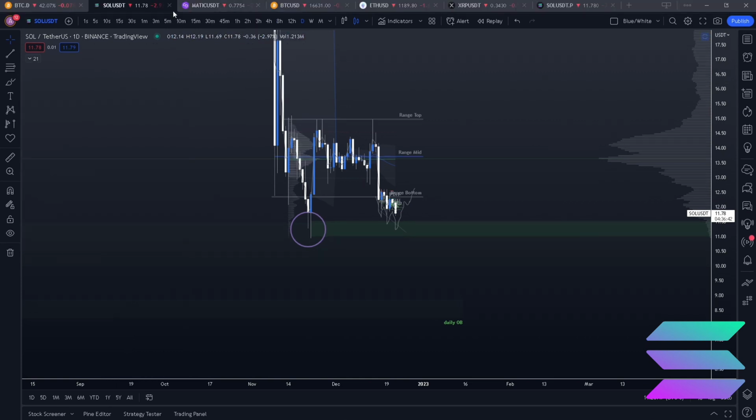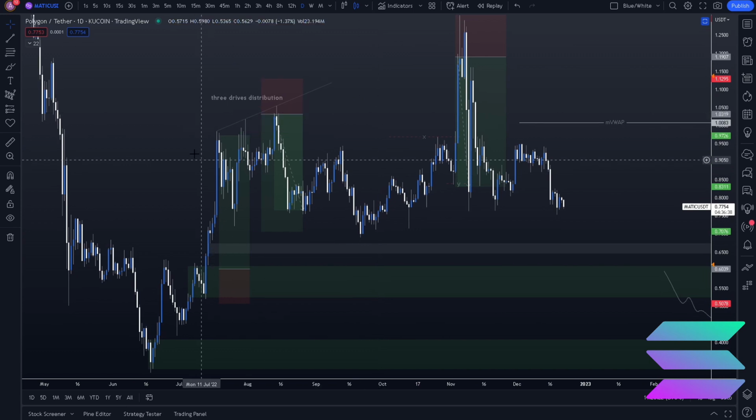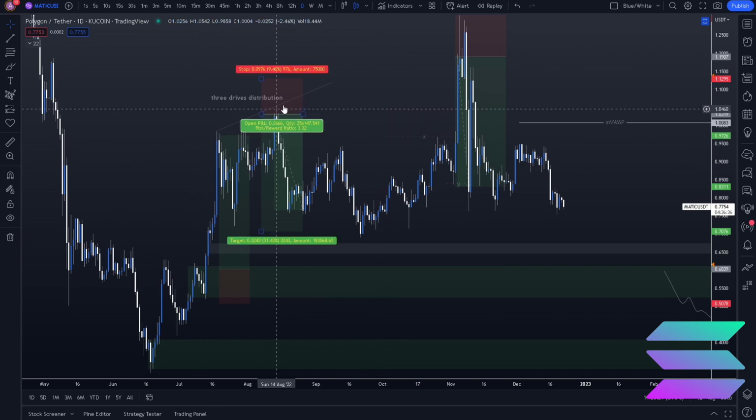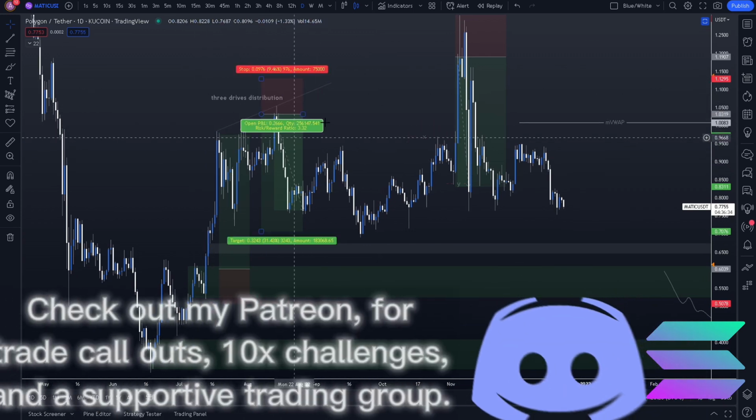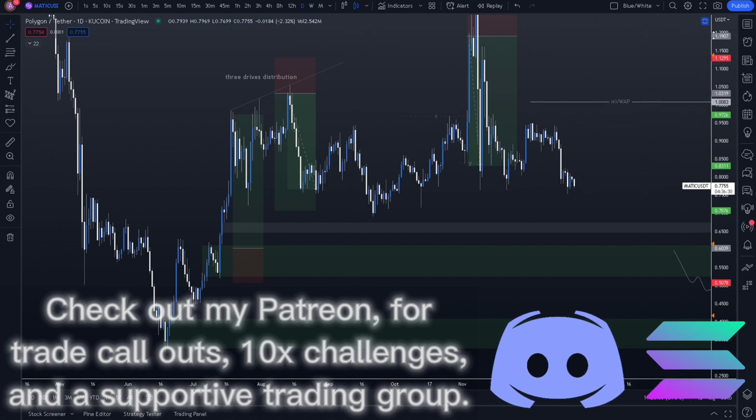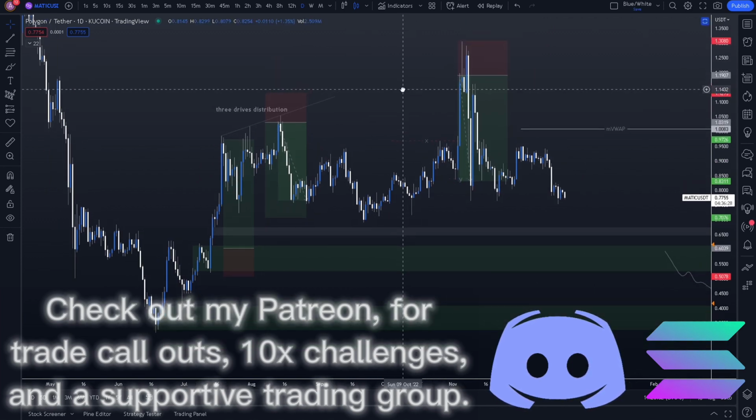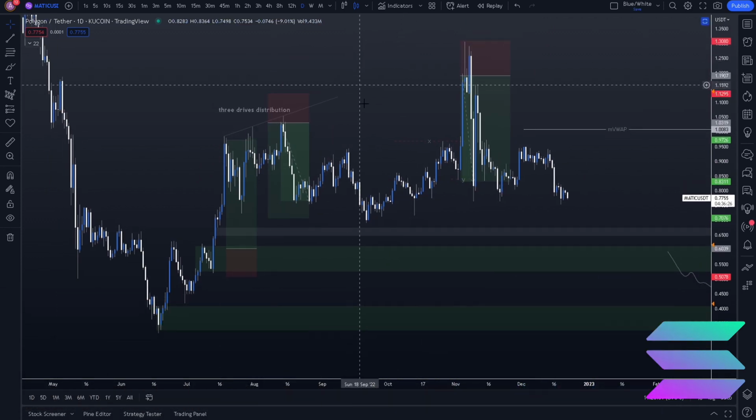So we'll actually go down to, I want to show you guys Matic here. So Matic also showed a 3 drives pattern here, and this is something we traded in our private trading community. If trade calls like this are something you guys are interested in, I would definitely check out my private trading group in the description down below.